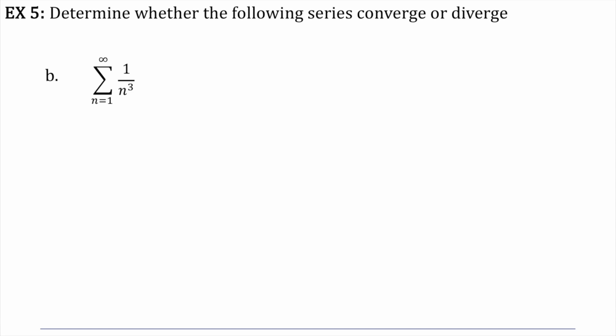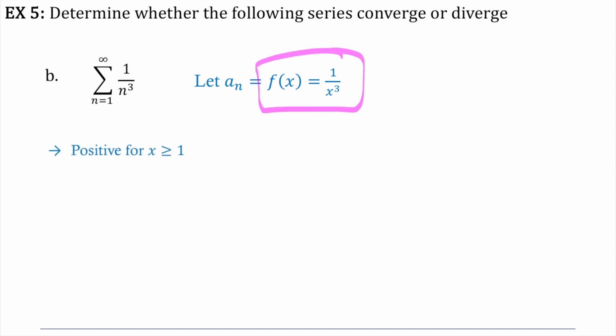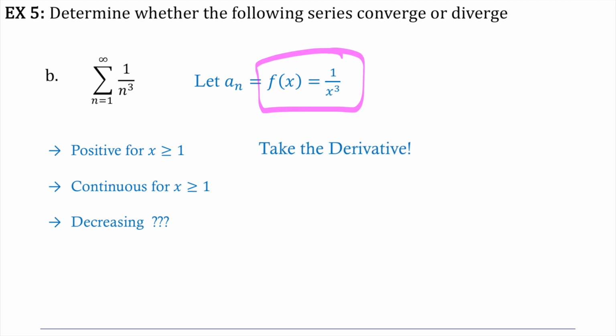Let's try this one. 1 over n cubed. So we'll let a sub n be the function 1 over x cubed. It is positive for all x greater than 1. It's continuous for all x greater than or equal to 1. Is it decreasing? Let's take the derivative and see what's happening. So if we take the derivative of x to the negative 3, we get negative 3x to the negative 4th. We have a negative derivative. It is indeed decreasing for all x greater than or equal to 1.